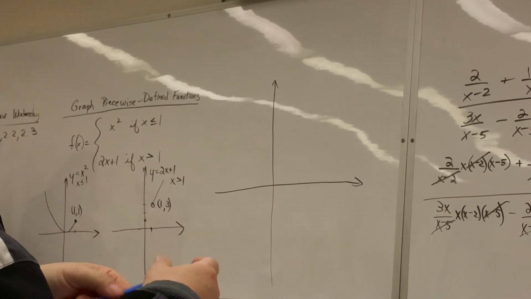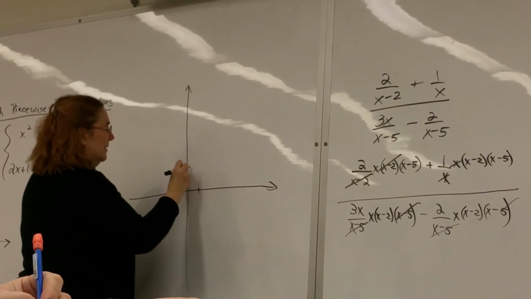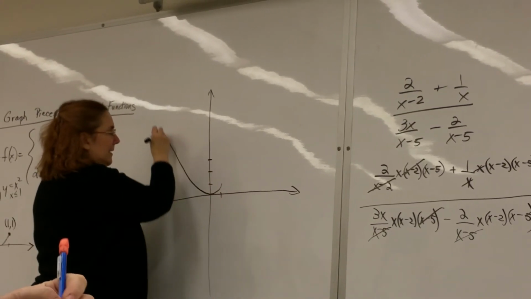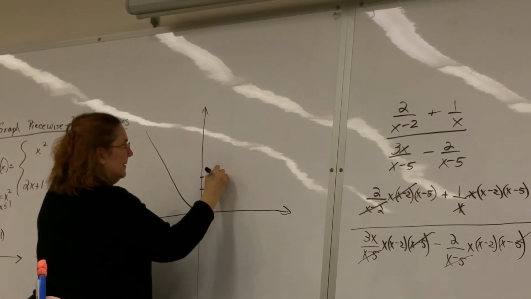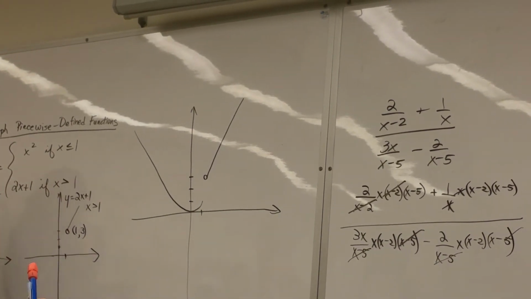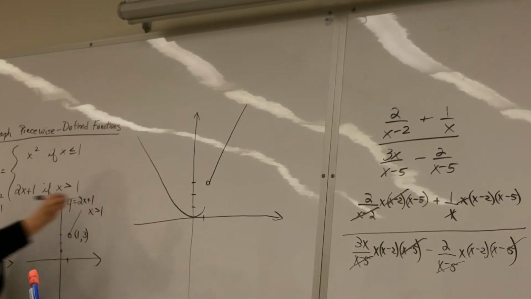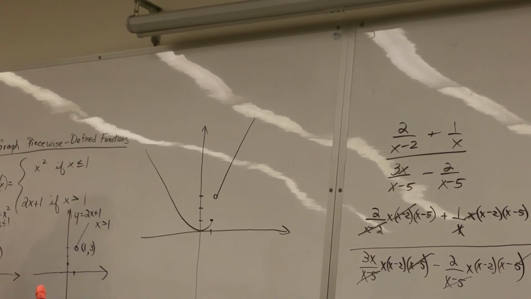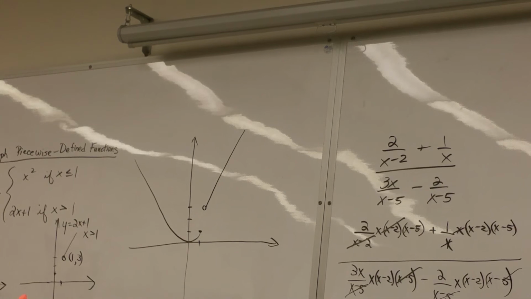Take the two pieces and put them together on our graph over here. So that's the first piece. And that's the second piece. All right. Now, the reason why it's so important that we know what those endpoints are.